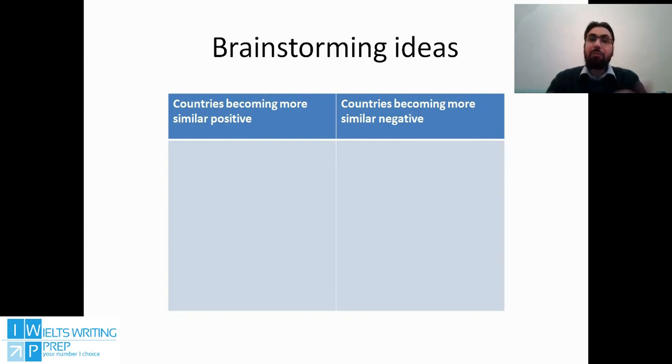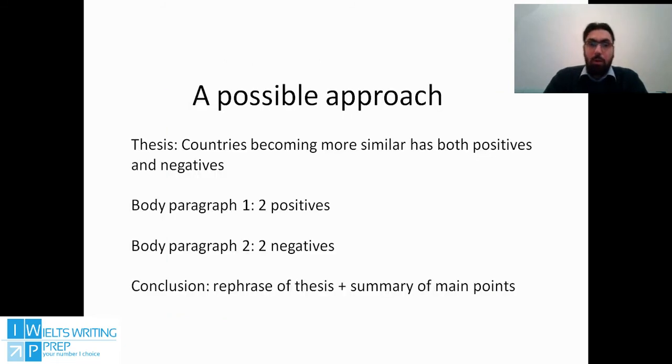Okay, so now after you've brainstormed these ideas, see what you have ideas to support and take a position in accordance with the ideas that you have. A possible approach. Okay, now this is the position. Countries becoming more similar has both positives and negatives. So this is a very balanced approach. All I have to do is state that in the thesis statement, dedicate one body paragraph to positives, one body paragraph to the negatives.